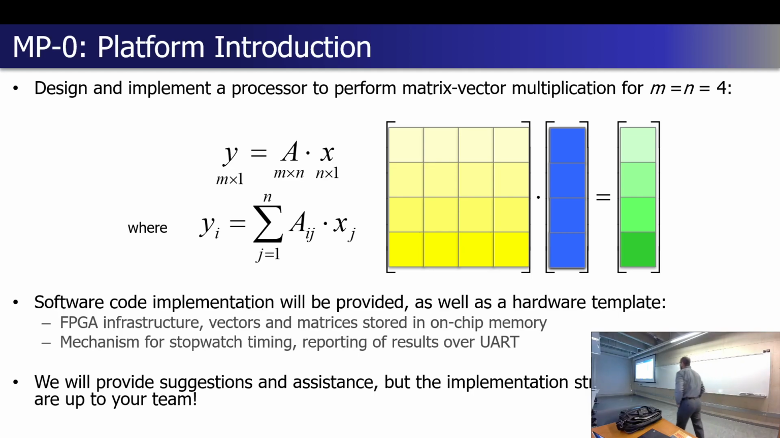So you're going to be designing and implementing a processor to perform matrix vector multiplication for matrix and vector sizes of 4. This is actually an extremely common computation in computer graphics. So it is a relevant design, but the actual software application here is a very synthetic one. We're not rendering anything here. We're just doing a lot of matrix vector multiplication.